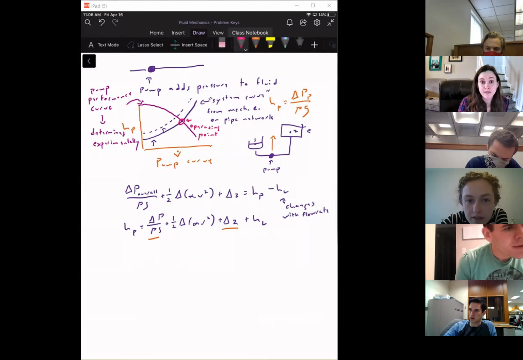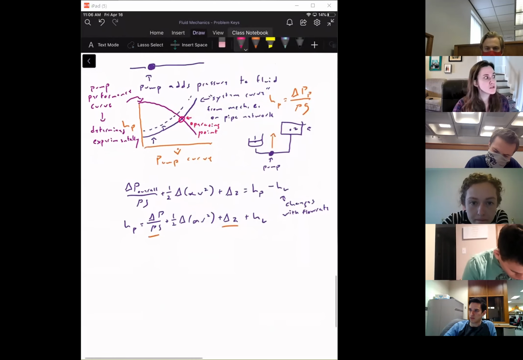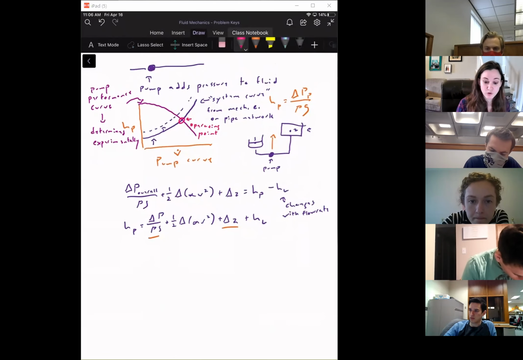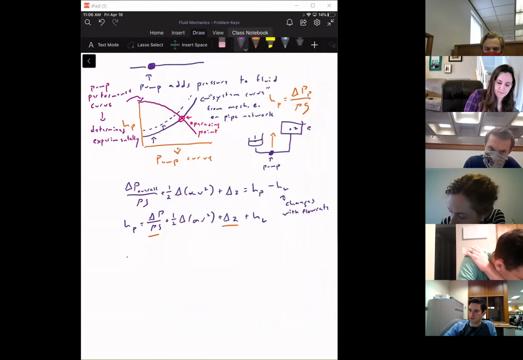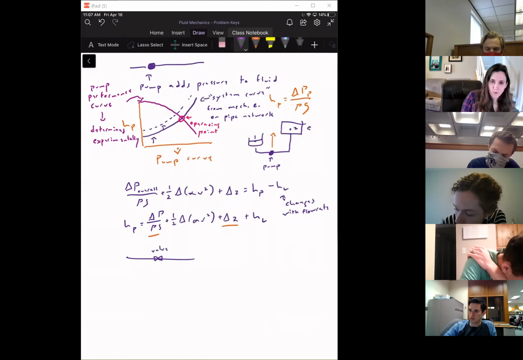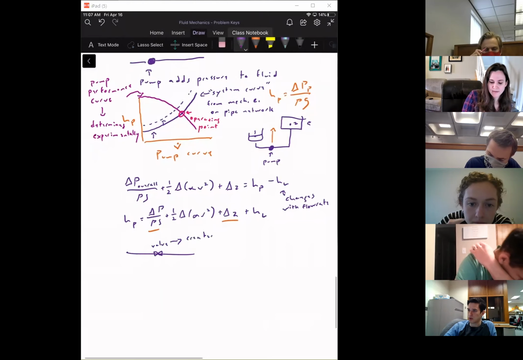The flow rate will decrease. Okay. And in fact, people can use this deliberately in order to decrease the flow rate. So let's say you have a valve. Let's say you have a pipe with a valve in it. What will the valve do to the head loss in this system? It will increase, right? Yeah, it creates a minor loss.